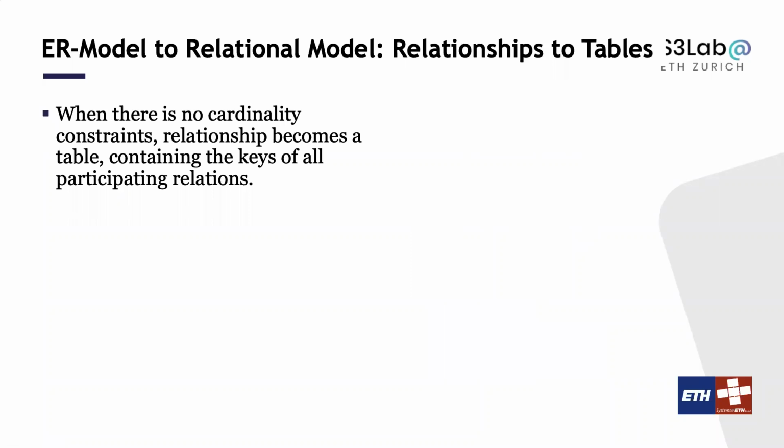So now let's talk about relationships. When there are no cardinality constraints, the thing is very simple. A relationship in the ER model becomes a table, containing the keys of all the participating entities.